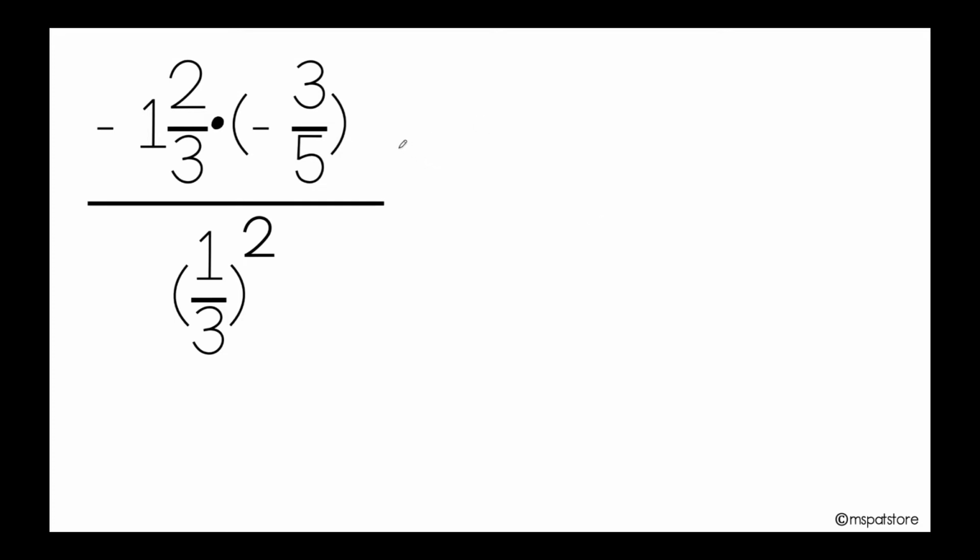All right, now let's take a look at this example. Again, do not freak out because you see so many fractions in the numerator and fractions in the denominator. Do not worry. You got this. Remember, the first thing that you need to do is to rewrite this complex fraction as a division expression. So it will be -1 2/3 times -3/5, divided by 1/3 to the power of 2.